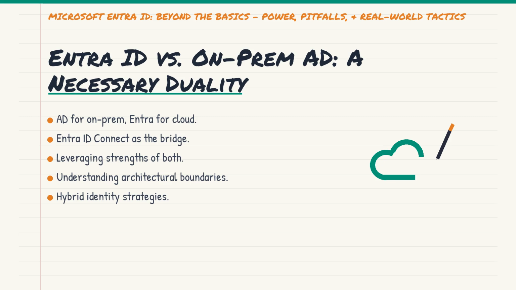Entra ID Connect is the bridge, synchronizing identities, and sometimes managing authentication via pass-through or federation. But understanding the boundaries is key. Applications designed purely for AD might not easily work with Entra ID directly, and vice versa. This architectural understanding prevents headaches down the line when troubleshooting access issues.